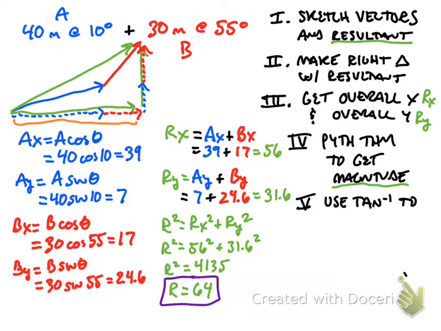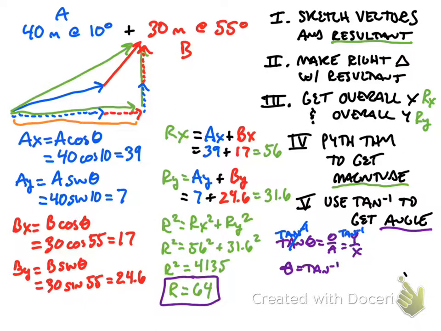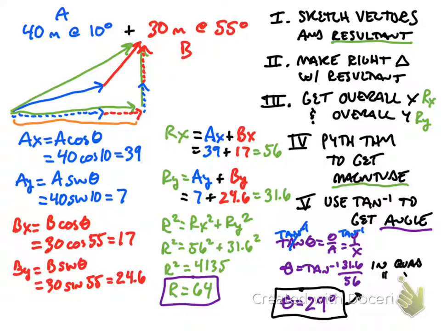Then we need to use the inverse tangent to get the angle. So remember, the tangent is opposite over adjacent, which I always do as y over x. And if we do the inverse tangent of both sides, we find out that theta is the inverse tangent of y, which is 31.6, over the x, which is 56, which gives us an angle of 29 degrees. And since this is in quadrant 1, we could just write above the x-axis, and that will get the person oriented in the correct direction.